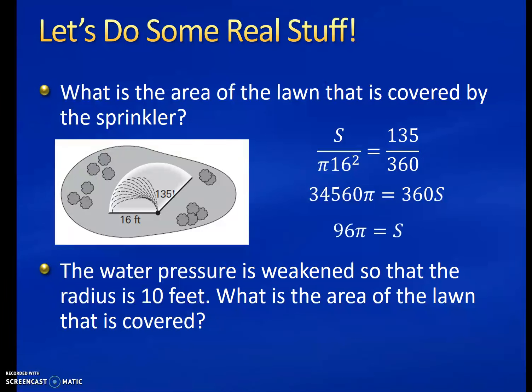If you wanted to write it out as 96 pi, or if you want to write it out as 301.6, it doesn't really matter. But all in all, we're covering about 96 pi feet squared, or 301.6 feet squared. Either answer is fine. Why don't you go ahead and hit the pause button and try this second one here, where I'm changing the radius now, so the water pressure only reaches 10 feet. Go ahead and hit pause and do that.